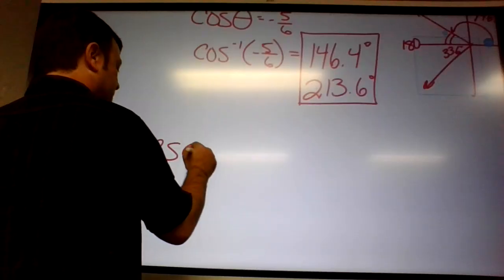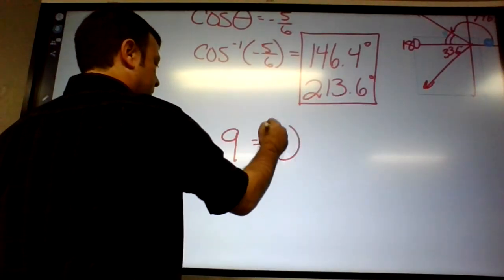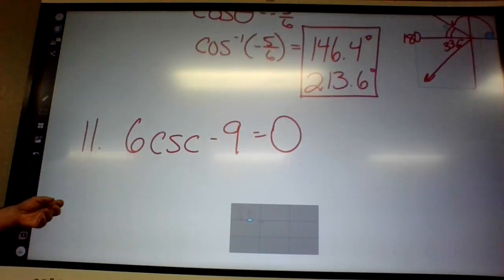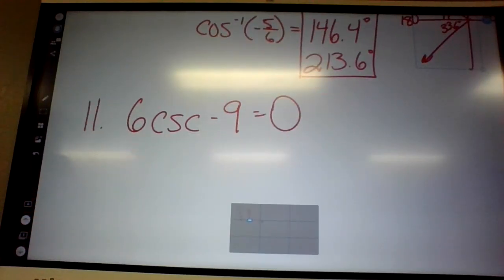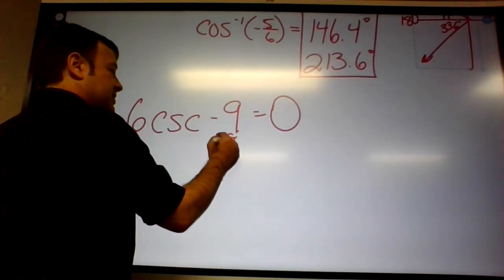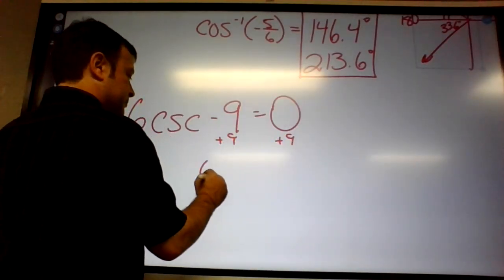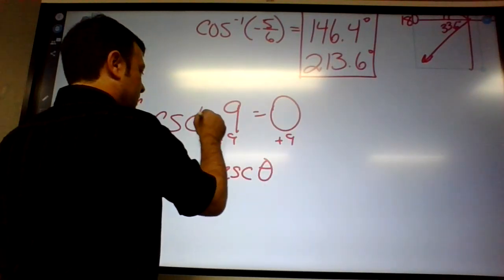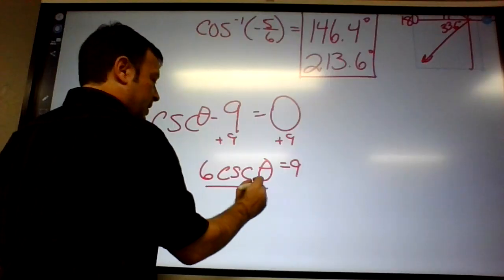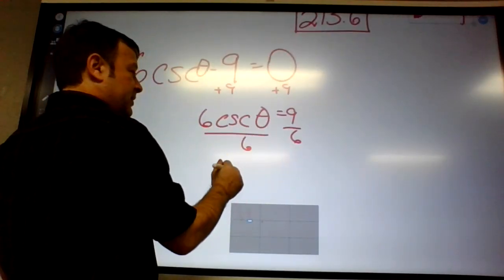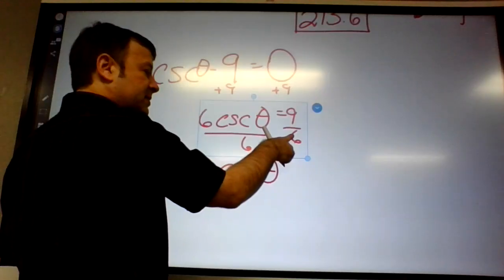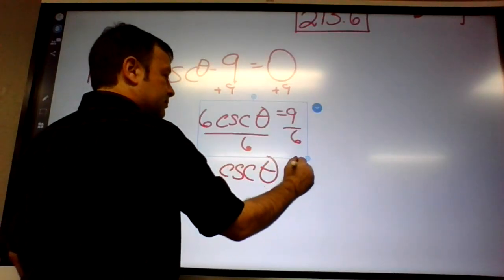This one's pretty similar. I think Gabe has this one. Okay, add 9, divide by 6. Okay, I forgot my theta. You could leave it as 9/6. You could reduce it. It doesn't really matter because this is not the final answer.